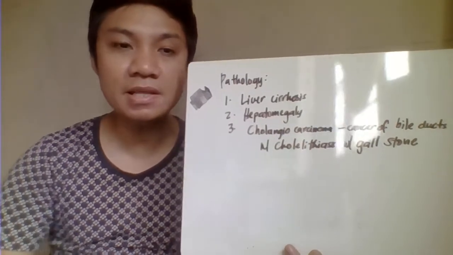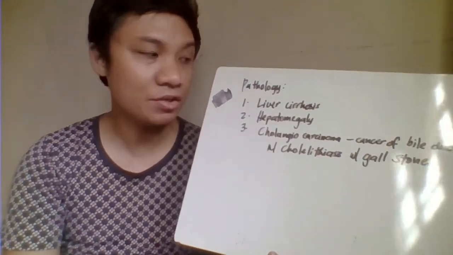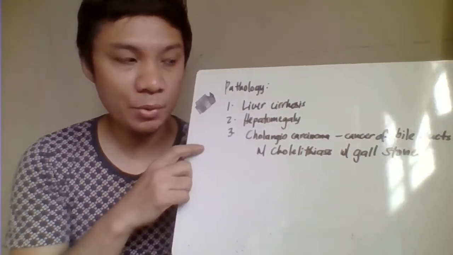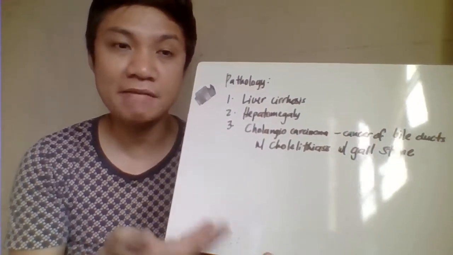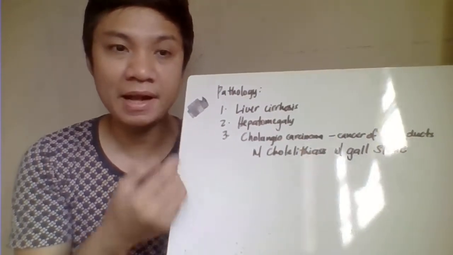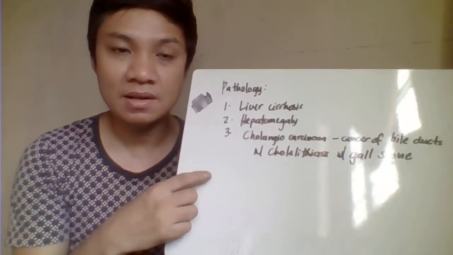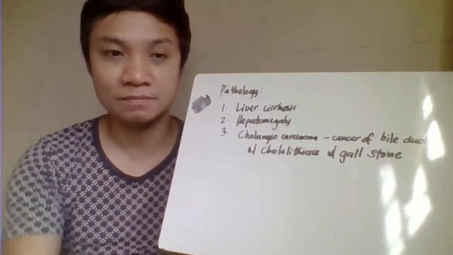Okay, then we have the disease pathology related to Clonorchis sinensis infection. It causes liver cirrhosis, liver damage in the form of hepatomegaly, liver inflammation, and also cholangiocarcinoma or cancer of the bile ducts, associated with cholelithiasis or gallstones.